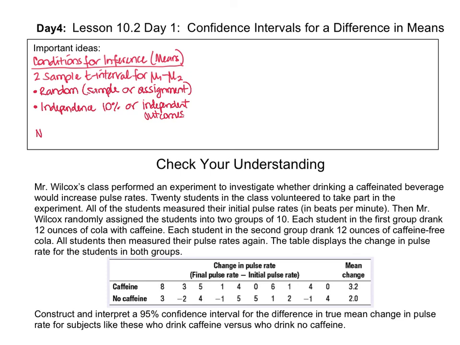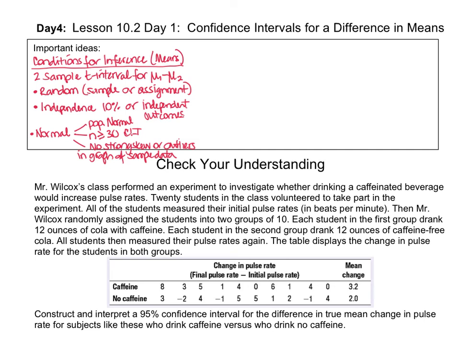Last of all, we need the normal condition to be met, and normal can be met in a few different ways. One of the things that could happen is we could have the population being normal. That's the parent population. The next thing that could happen is we could meet that central limit theorem that we talked about a really long time ago. I know it feels like that anyway. And the third way is if we have no strong skew or outliers in the graph of the sample.